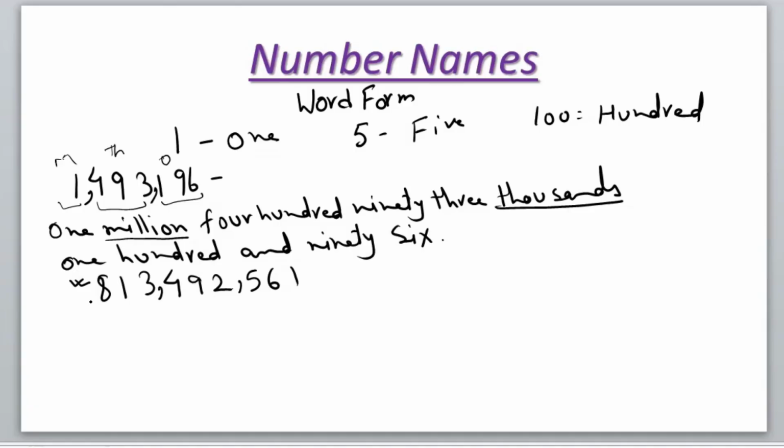800, why 800? Because 8 is in the hundreds place, ones, tens, hundreds. And this is the millions period. This is the ones period, thousands period, millions period. Okay, 813 millions 492,561. Now start writing it down in the word form.